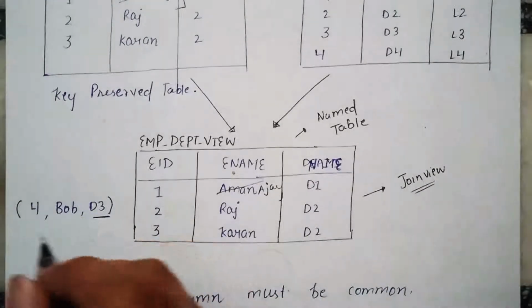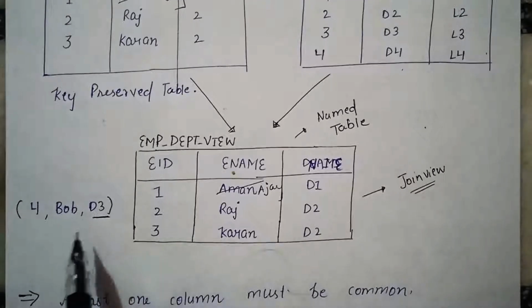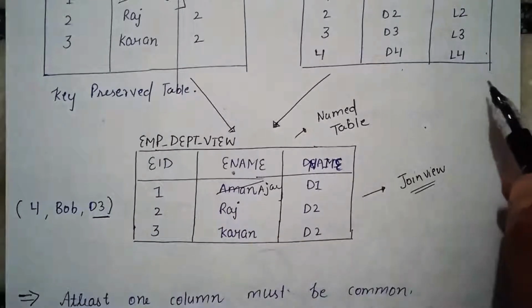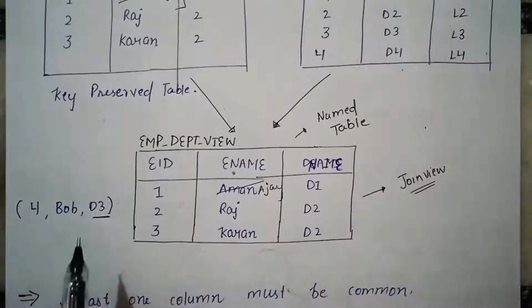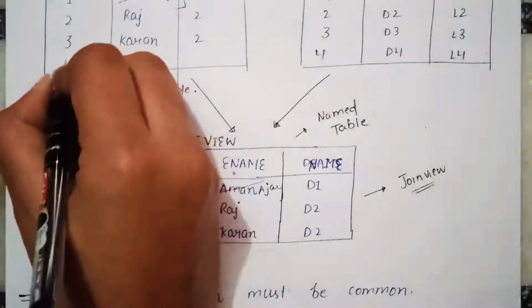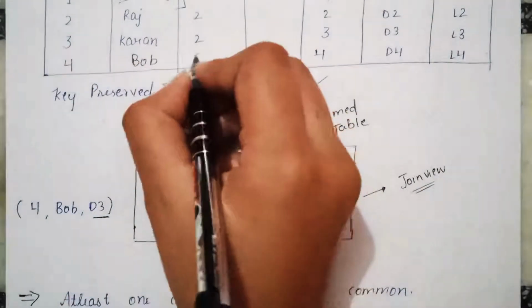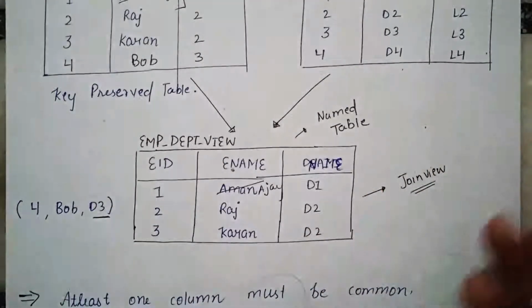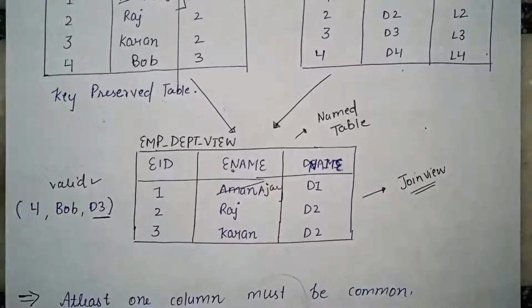Because, as I told you, whatever insertion or deletion operation we perform on the join view will only make changes in the employee table, that is the only key preserved table, and do not make changes in the department table. So this insertion operation will only insert a row in this table, 4, Bob and department D3, whose ID is 3. But it doesn't require any changes in this department table. So it is a valid insertion operation.